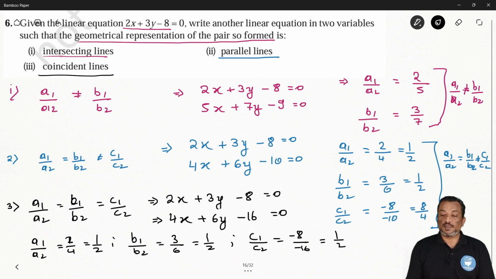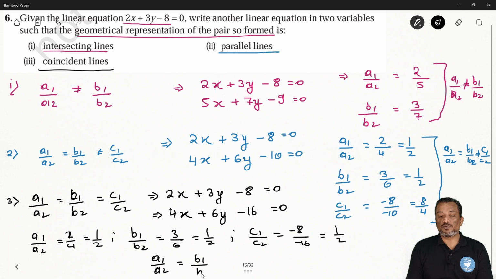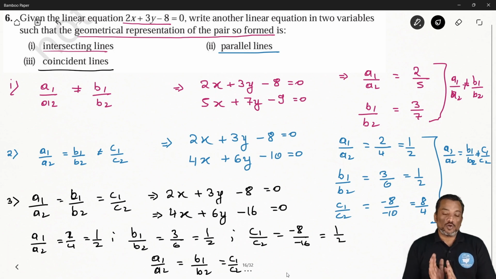So you can say here in this one, all the ratios are equal. So we can say A1 over A2 is equal to B1 over B2 is equal to C1 over C2. Which means it is forming a coincident line. Hope you are clear with this one. So this way you can get a question also in board examination. So make sure you will make the base, and there are infinite equations you can make based on that.